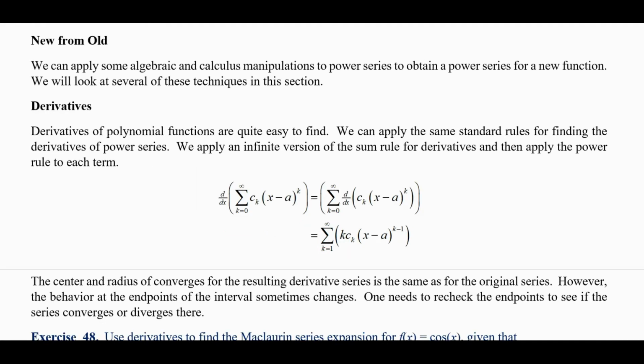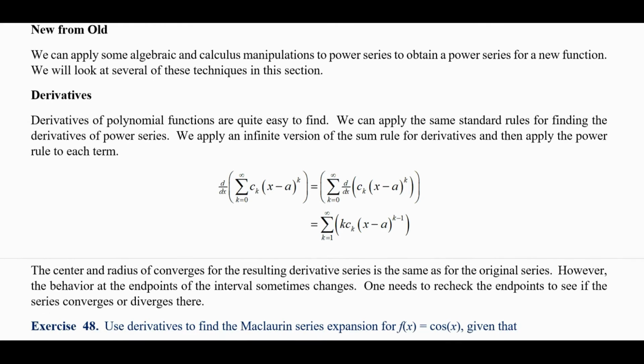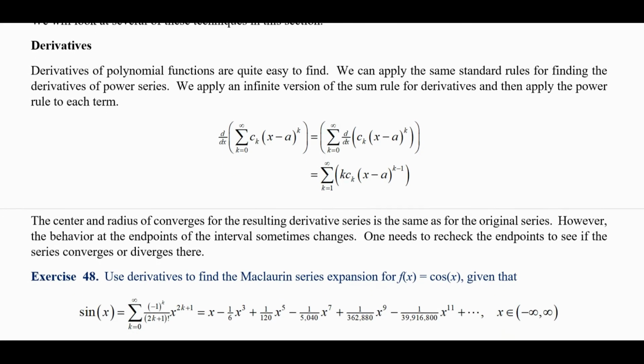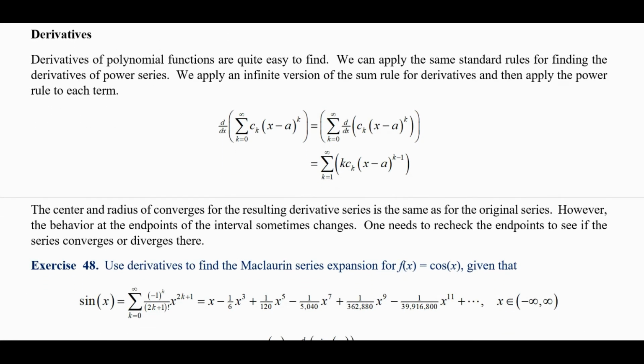Well, one of the most basic things we can do is find a derivative. So derivatives of polynomial functions, remember, are very easy to find. We just use the sum rule and the power rule and maybe the constant multiple rule, but we could do those in our heads very easily. The same standard rules for finding derivatives of polynomial functions can be applied to finding derivatives for power series.